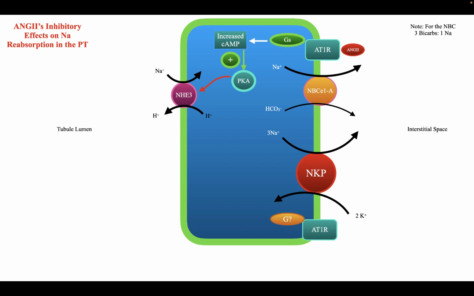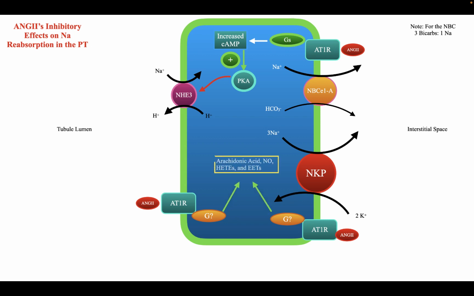However, it's coupled to an unknown G protein. So when angiotensin II binds to these receptors, what happens is that these G proteins cause an increase in a number of different molecules. This includes arachidonic acid, nitric oxide, HETEs, and EETs. All of these molecules will basically inhibit the sodium-hydrogen exchange protein, therefore causing this protein to decrease the amount of sodium that is brought into the cell.